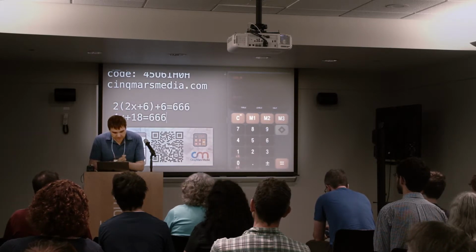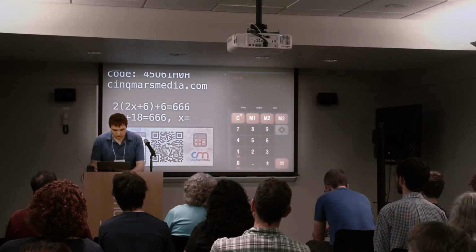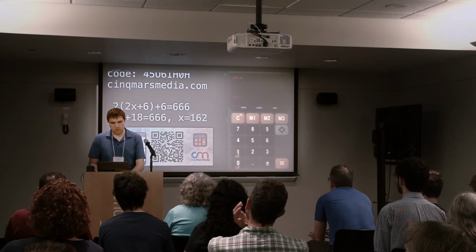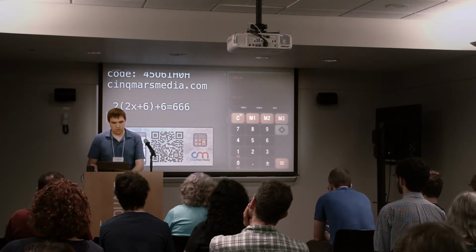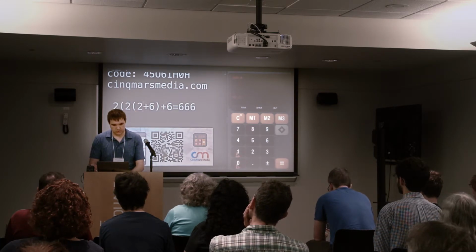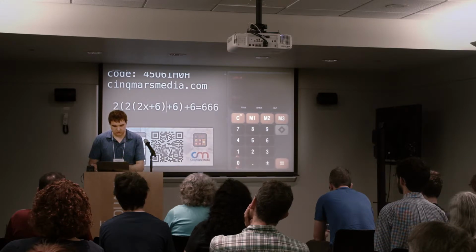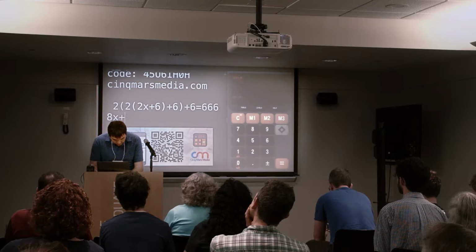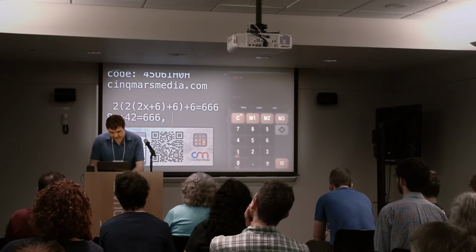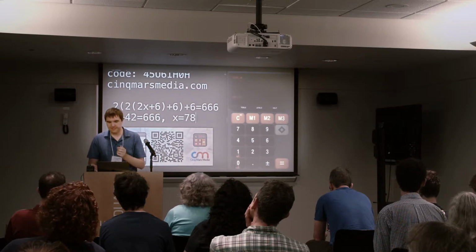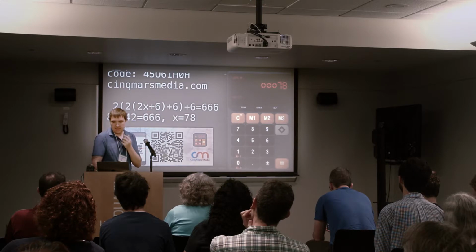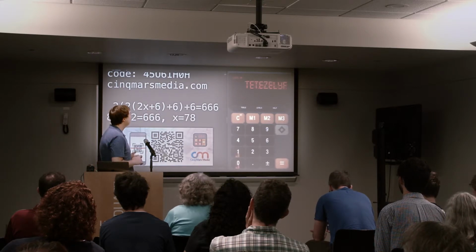But in this example, 4x plus 18, x would be 162. Oh, no, we can't do that either. So we'll have to go one rung lower. 2x plus 6, do the algebra, that ends up being 8x plus 42, which makes x equal to 78. And lo and behold, with 3 recursions, we get it.